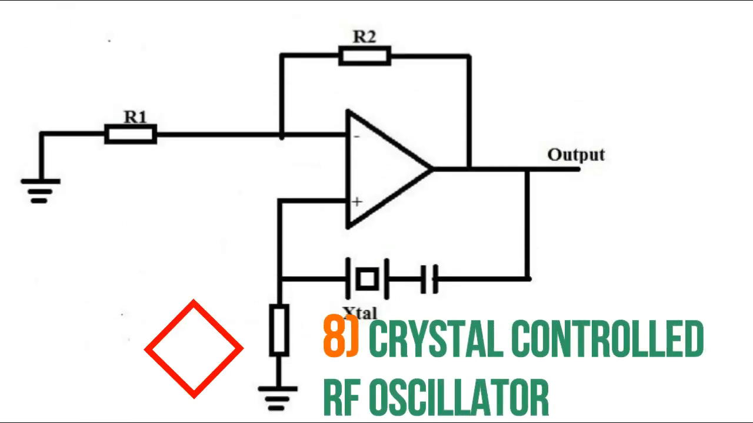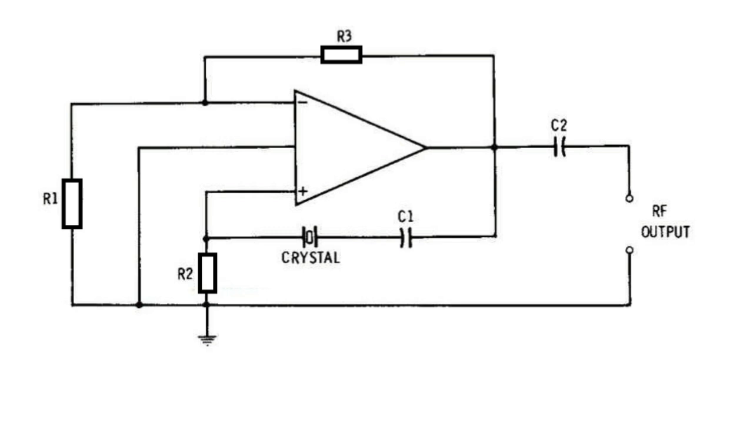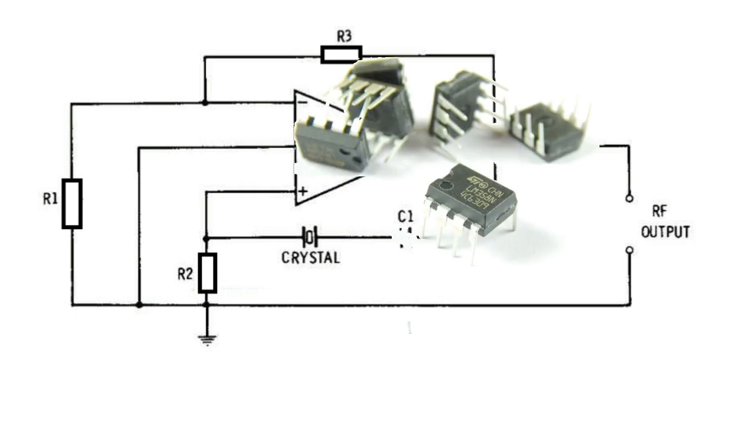8. Crystal-controlled RF oscillator. The circuit given demonstrates an op-amp based crystal-controlled RF oscillator circuit that can work without the need of any tuning. This configuration can operate with multi-stage op-amp circuits with various sensitivity levels. Having said that, it is advised to make use of medium and high-gain op-amps.